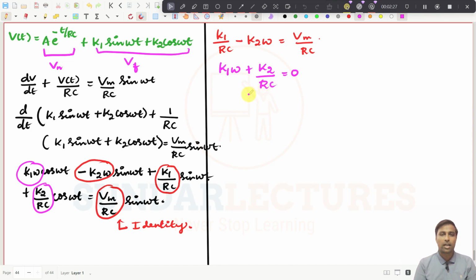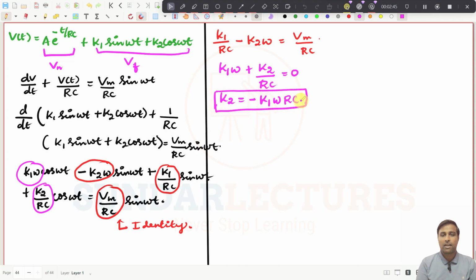So if I want to write down the value of k2, what I will get? k2 will be equal to, if I bring this to the other side, minus k1 omega, and this Rc will be there. That's all. Now this is the value of k2. And if I want to substitute this k2 here, what I will get? k1 divided by Rc, minus, and then this minus will now be k1 omega square Rc. I'm just substituting this. That should be equal to Vm by Rc.